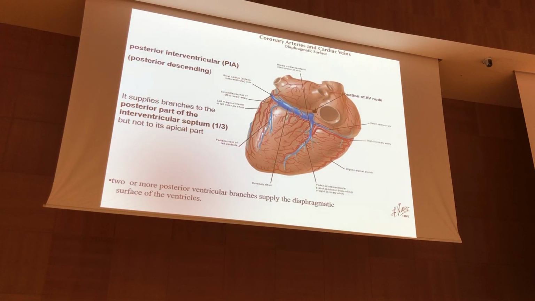Here it is. And it's going to anastomose with the circumflex of the left. But before it does so, it's going to give us this important artery. It's called PIA, posterior interventricular artery, or posterior descending. And this is the artery that will supply the posterior 1/3 of the interventricular septum.